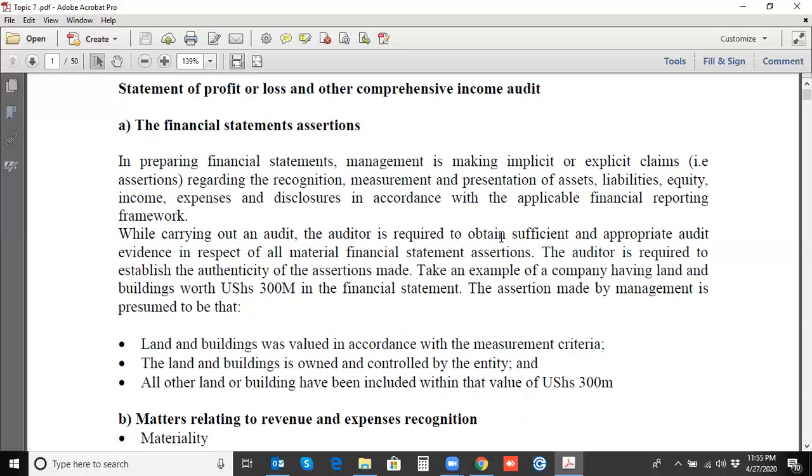A very common practice is with people who may want to overstate revenue, and they start recording sales transactions that have not happened. So as an auditor, you've got to make sure that the occurrence assertion has been addressed with respect to the statement of profit or loss. And of course, presentation and disclosure or classification. You've got to make sure that the information has been presented correctly, has been classified correctly in these financial statements.